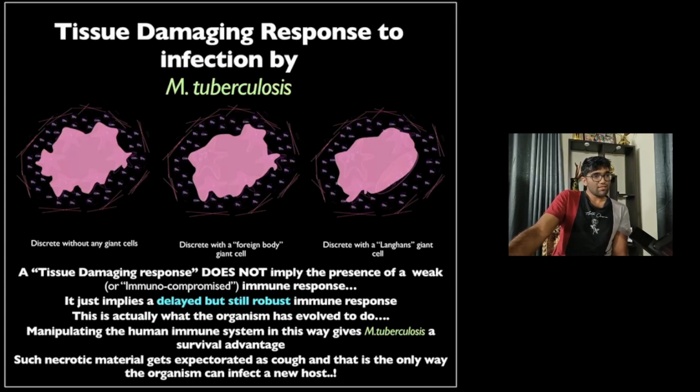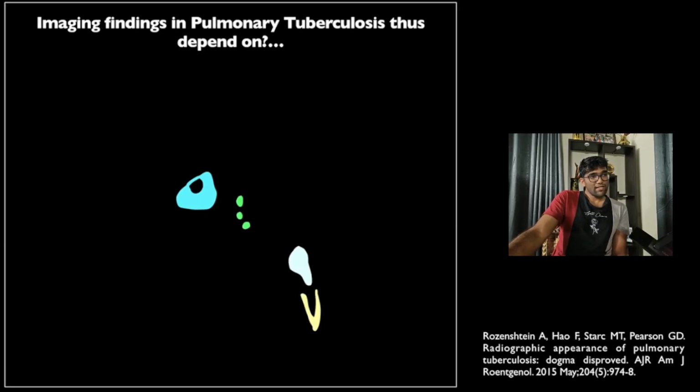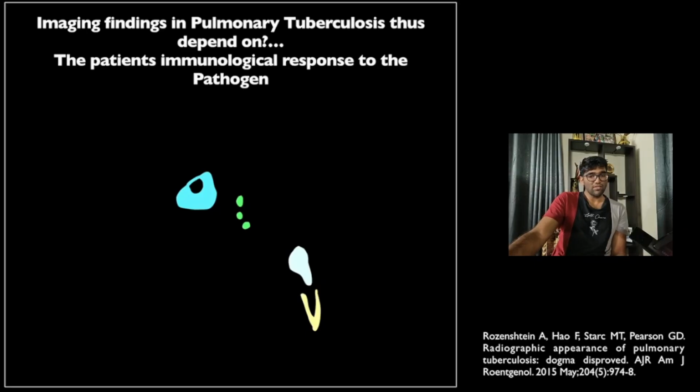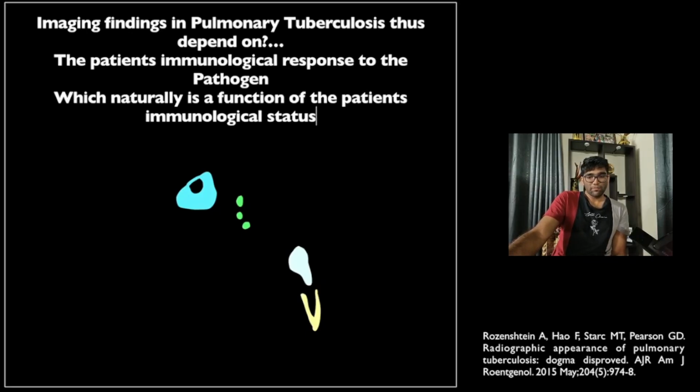So at least in a certain subset of the human population, TC sign activation and therefore a delayed formation of granuloma with secondary tissue damaging responses due to robust CD8 plus T cell activation results in what we call active pulmonary tuberculosis. That does not mean that the patient is immunocompromised. Now, imaging findings in tuberculosis do depend on the patient's immunological response to the pathogen, which naturally is a function of the patient's immunological status.